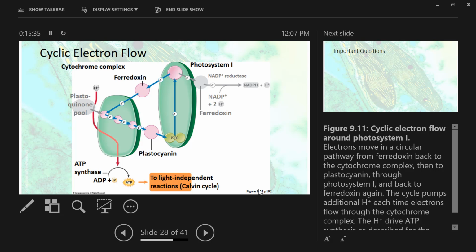All right? Take a couple of minutes, talk about it with those around you, see if you can come up with a list of advantages of just doing the cyclic and a list of conditions that would cause the cell to shift over to it. All right? 2 minutes, starting now.